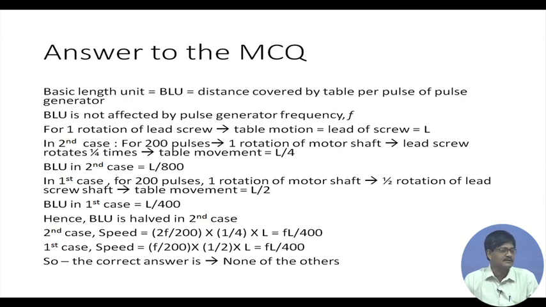In the first case, the gearbox is different. Therefore, for one rotation of the motor shaft, we have half a rotation of the lead screw, and hence the table movement will be L/2 for 200 pulses. Therefore, the basic length unit in the first case was L/400. Why? 200 pulses giving L/2, therefore, 1 pulse giving L/400. Obviously, the basic length unit is halved in the second case with respect to the first case, because it is becoming L/800 from L/400.